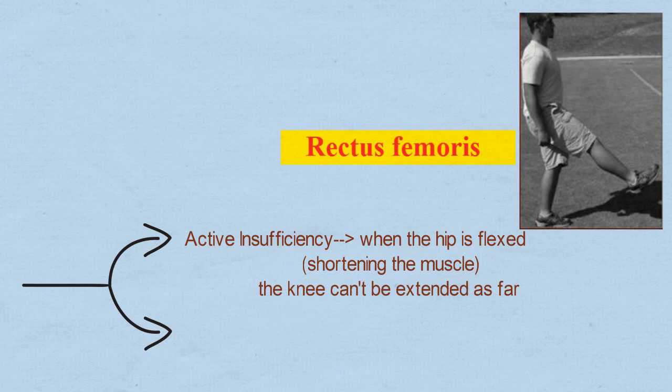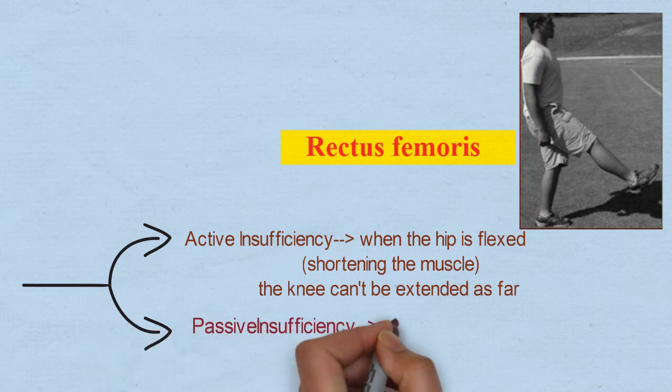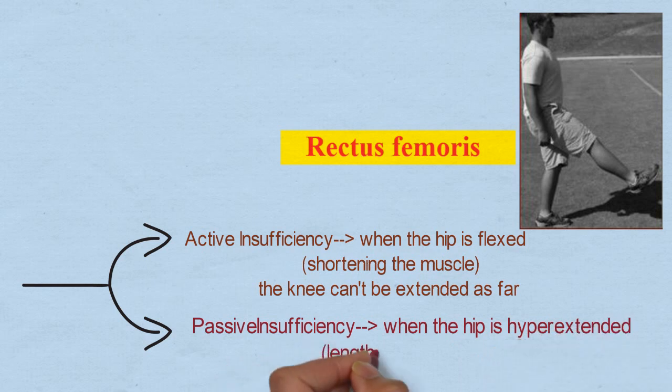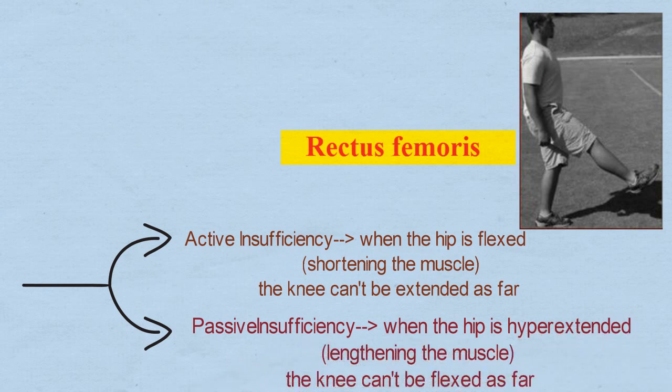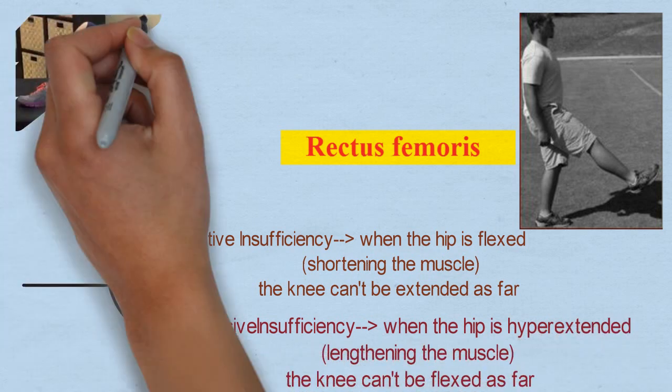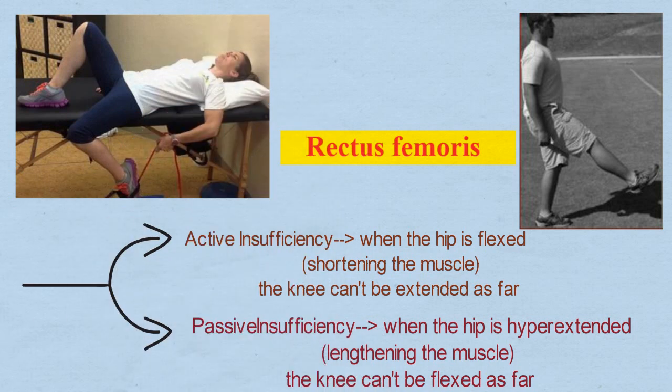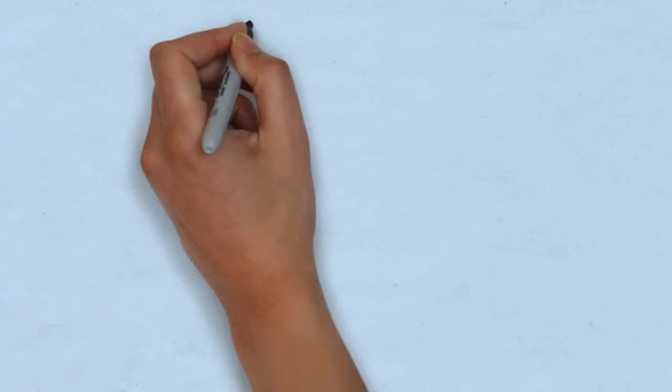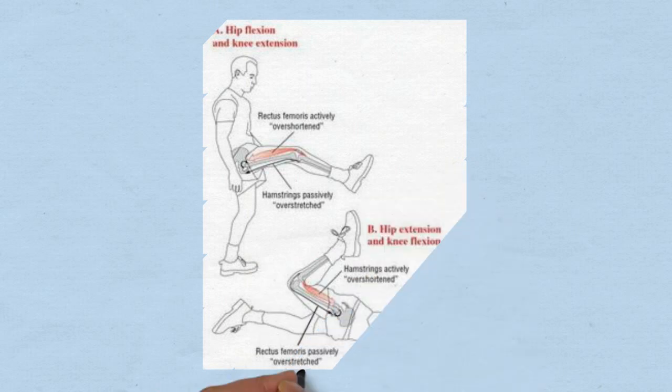What is passive insufficiency? It is the opposite. When the hip is hyperextended, that means lengthening the muscle, the knee can't be flexed as far. So it is a passive insufficiency for the rectus femoris.